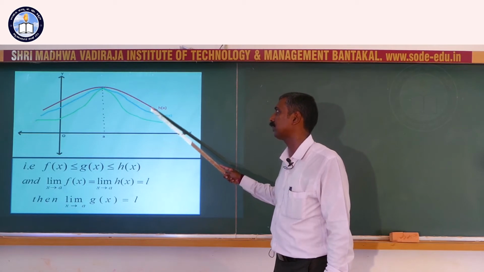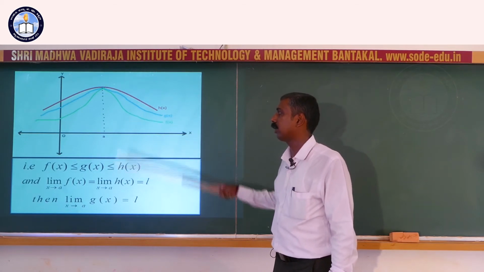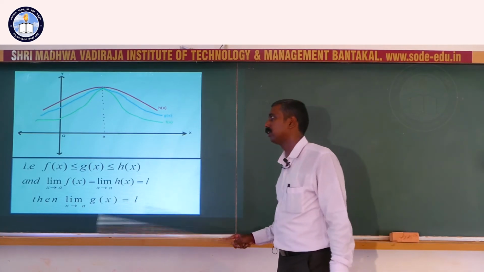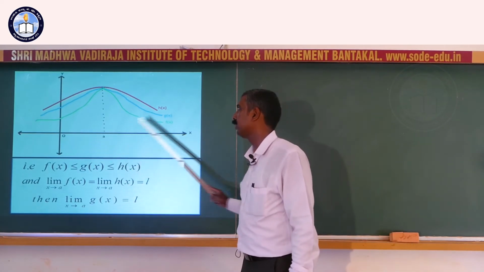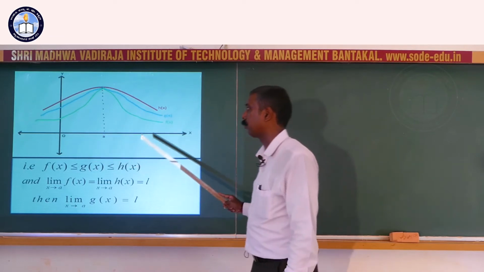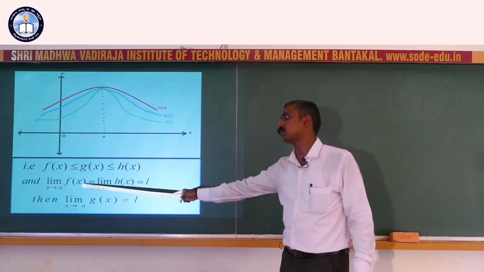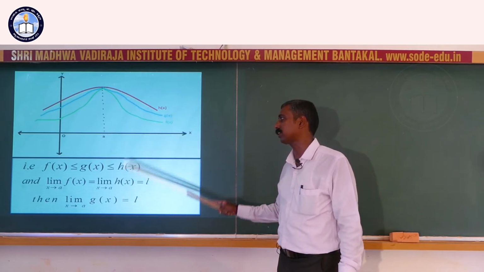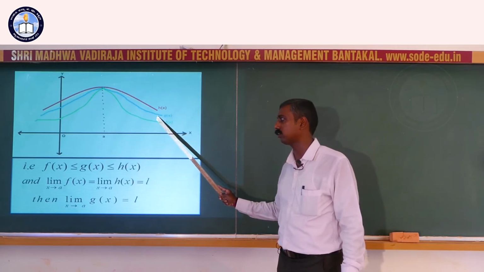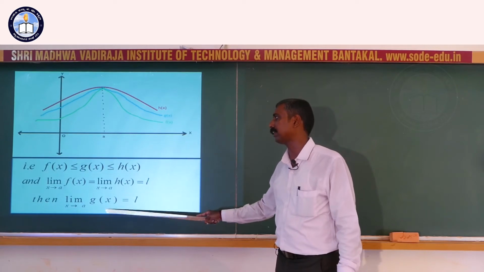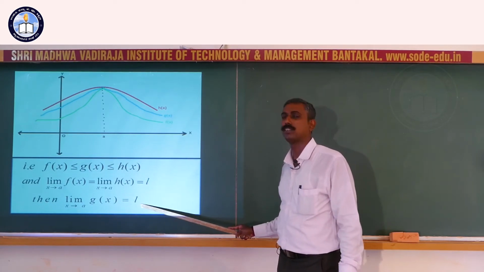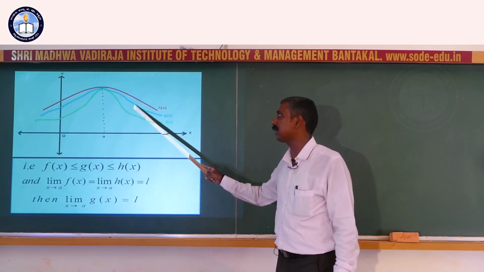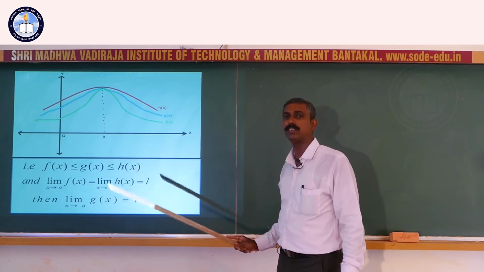So f, g, h are sandwiched, and if this particular condition prevails for the same domain, then for any a in the domain, if limit x tends to a f of x and limit x tends to a h of x are equal, then limit x tends to a g of x will be the same. In other words, the limit of g is sandwiched between f and h.